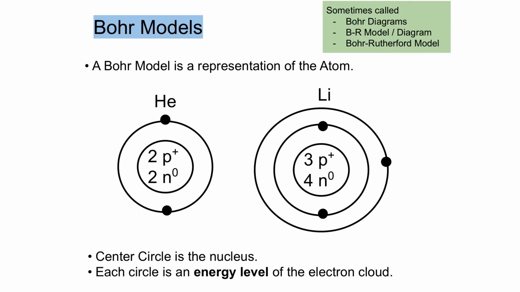So the Bohr model is a representation of the atom. It's sometimes called the Bohr diagram, the Bohr model diagram, or the Bohr-Rutherford model. And how we draw it is, the center circle is your nucleus. Then each additional circle is an energy level of the electron cloud.